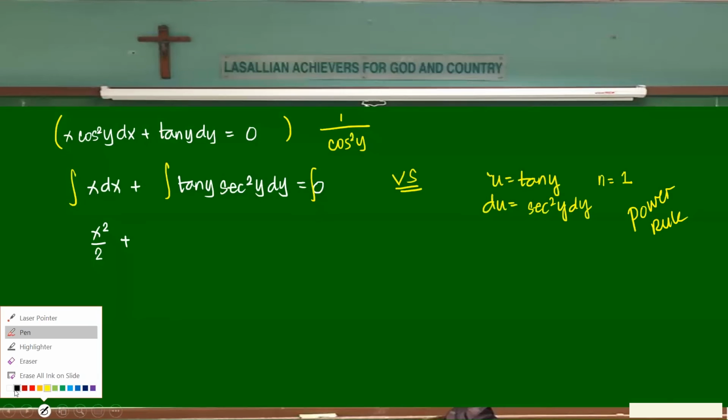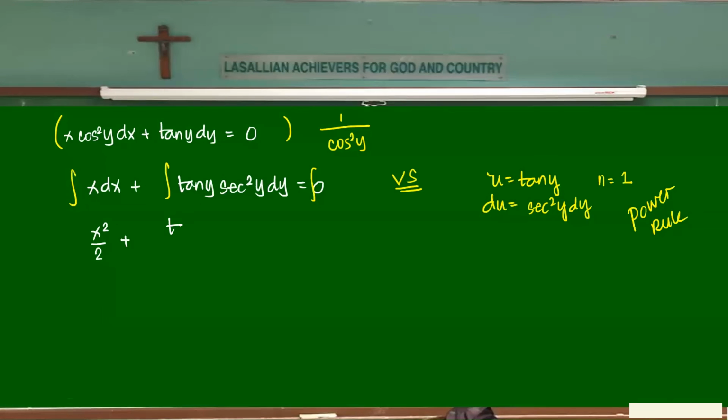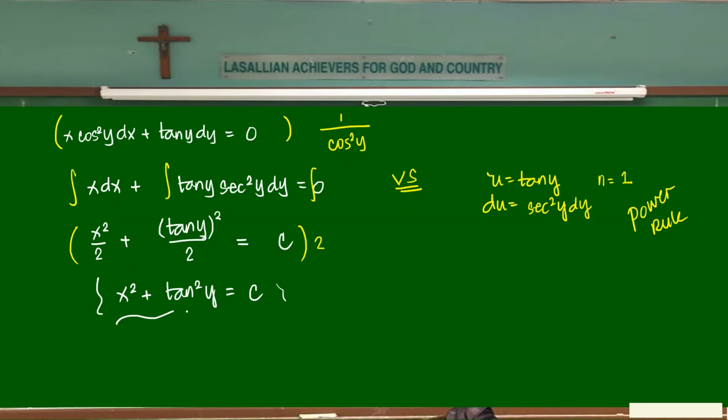So when you integrate this, thank you for that, this becomes tangent y squared over 2 equals, take note, integral of 0 is any constant, right? Okay, I don't like the 2. I can move out the 2. I can multiply all the terms by 2. This is just x squared plus tangent squared y is any constant. Because 2 times constant is simply a constant. So this one is your general solution.